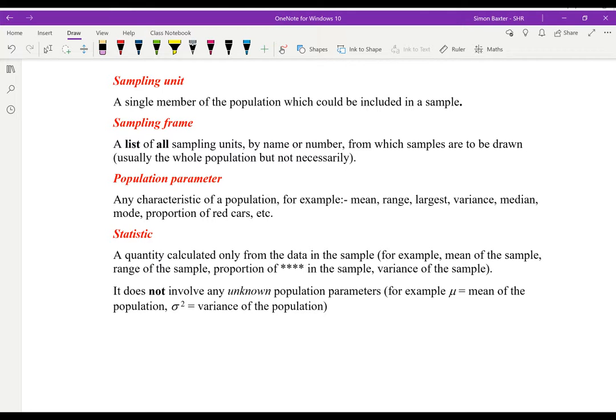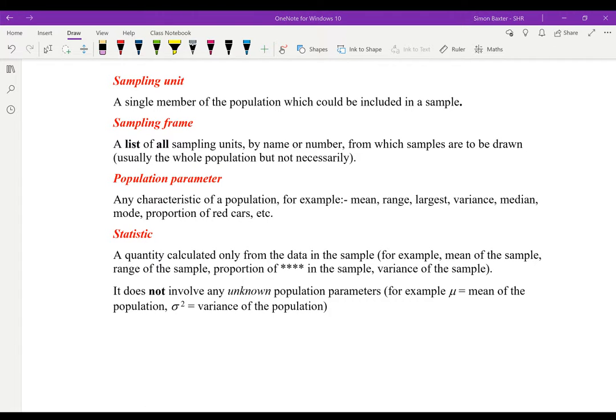It could be the range, it could be the median weight, it could be the mode, it could be the variance, but it must always be something which you can calculate using only the data you've collected in your sample. You cannot involve any unknown population parameters. For instance, you can't include mu, the mean of the population, or sigma squared, the variance of the population. A statistic is calculated using only the information you've collected from your sample.